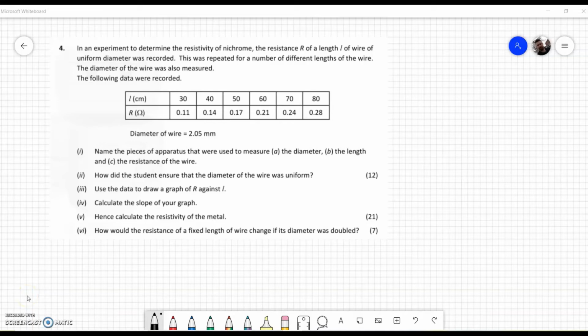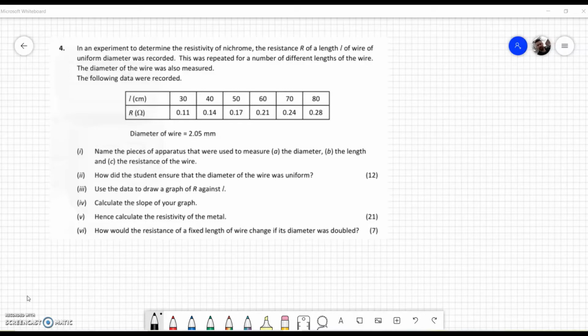Okay, folks, so the next question we're looking at is 2020 question 4. It was an experiment to determine the resistivity of nichrome wire, in which the resistance R of a length of wire L, of uniform diameter, was recorded. They repeated the experiment with a number of different lengths of wire, and they also recorded the diameter of the wire.